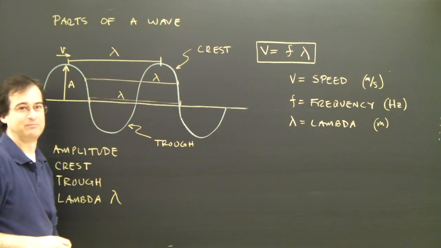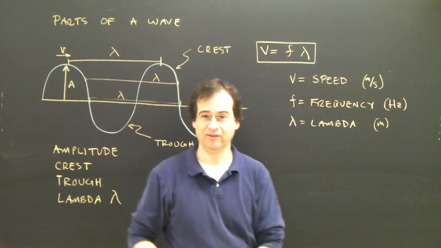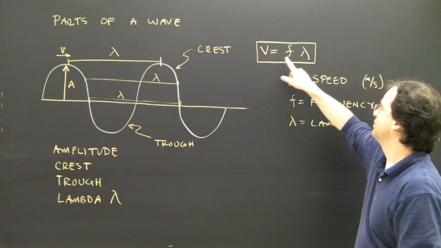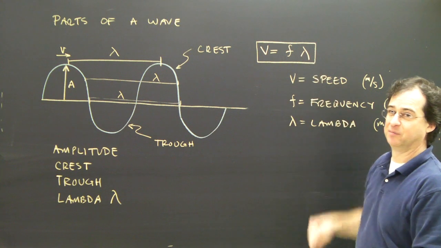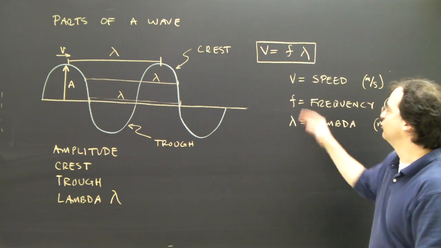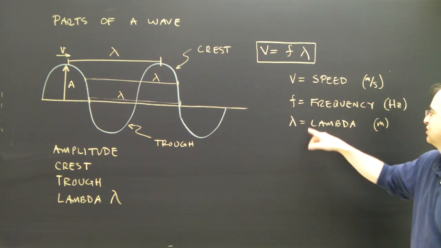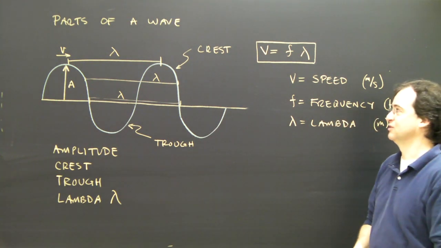That's lambda. The formula that relates waves to speed is the speed of a wave is equal to the frequency times lambda. That formula is pretty easy to use. You just got to remember speed is in meters per second, frequency is in hertz, and lambda is in meters.